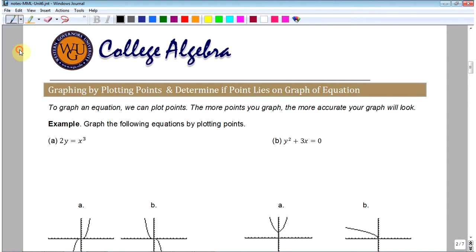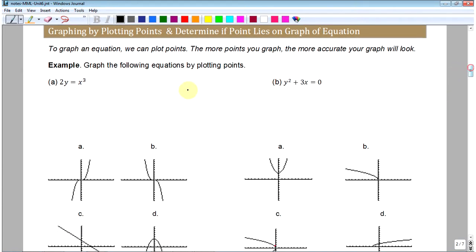In this video, we will cover graphing equations by plotting points and determining if a point lies on the graph of an equation. So to graph an equation, we can plot points. The more points that you graph, the more accurate your graph will look. For this example, we want to graph the following equation by plotting points.